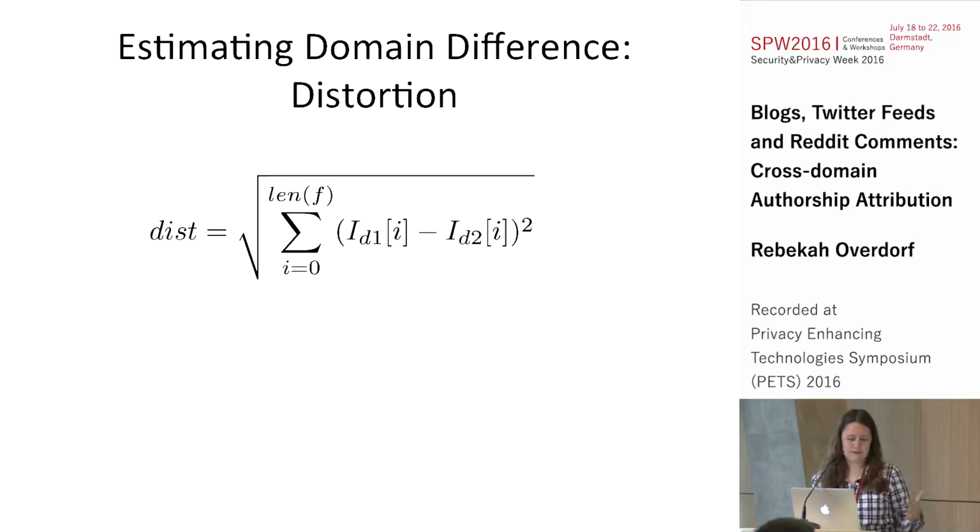So what can we do about this? Or can we first understand why this is a problem at all? So to do that, we're going to estimate the difference between two domains, D1 and D2, by finding the distance between the average feature vector, which is I, for each author. Essentially here, we're just trying to determine how an author's writing style changes across two domains. And we're going to call this distortion.